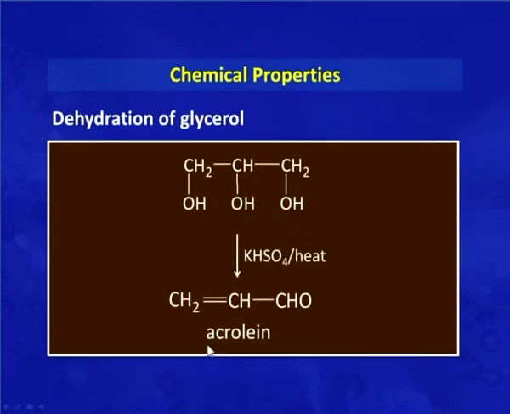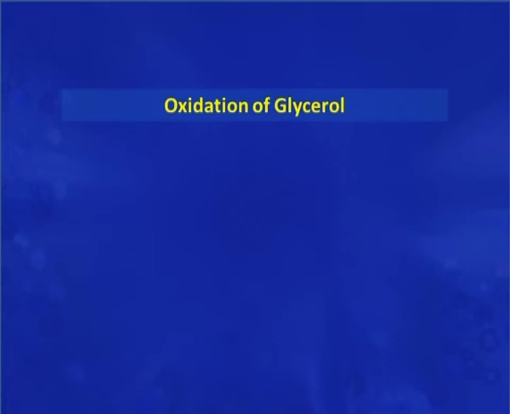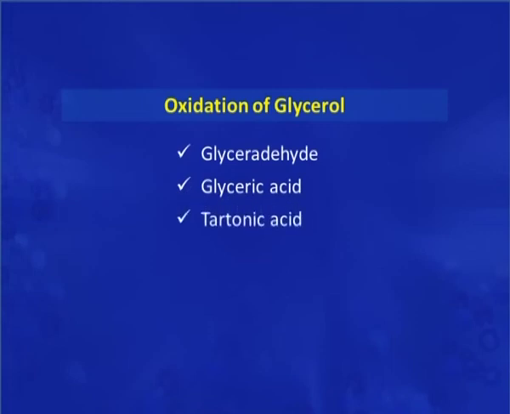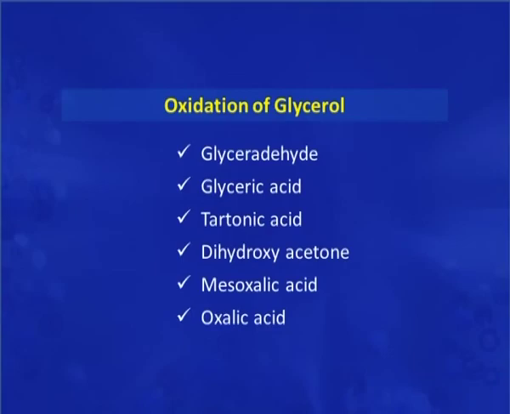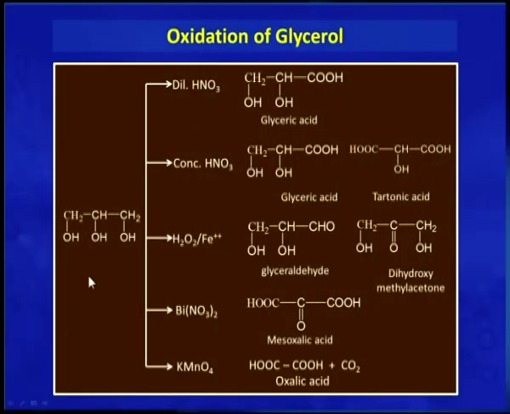Now, we will discuss the oxidation of glycerol. It has been found that when glycerol is treated with different oxidizing agents, it produces different products, like for example, upon oxidation it forms glyceraldehyde, glyceric acid, tartronic acid, dihydroxyacetone, mesoxalic acid and oxalic acid. You can see here in this slide that glycerol when treated with dilute nitric acid produces glyceric acid, when it is treated with concentrated nitric acid produces glyceric acid and tartronic acid.